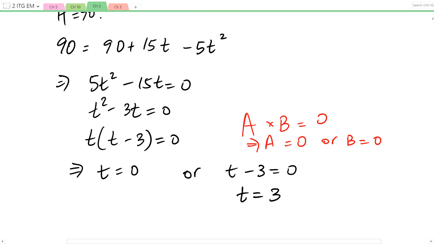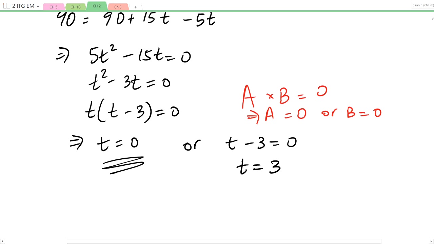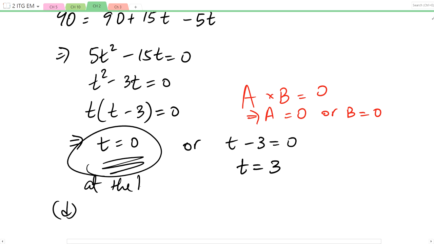Okay, now I got two answers again. What do I select? Which one? 3. Why won't you select this? Huh? Time can be equal to 0, right? So why can't t be equal to 0 in this case for part D? Because it's already traveled a distance. What happens when time equals 0? Where was the ball when time equals 0? It was the start, right? So it was at 90, right? This refers to the beginning.